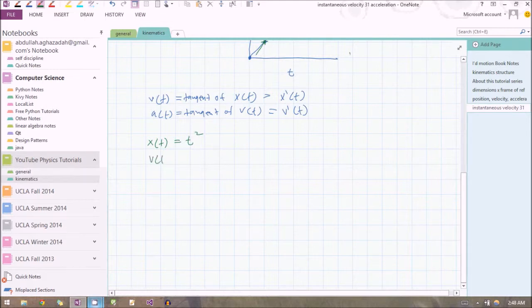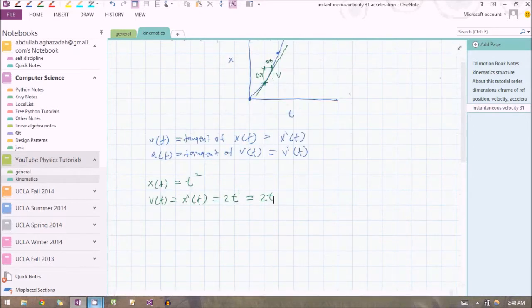Well, my velocity as a function of time is simply going to be the derivative of my position as a function of time. And how do I take the derivative with respect to t of this t squared? Well, to take the derivative of a power like this, you bring down the power. So I bring down the 2, and then you write the variable, and then you subtract the 1 from the power. So 2t to the 1, which is also just 2t. So my velocity as a function of time is going to be 2t for this graph.